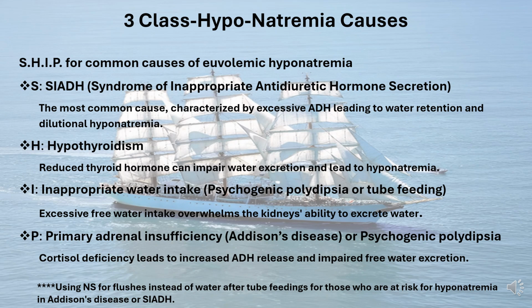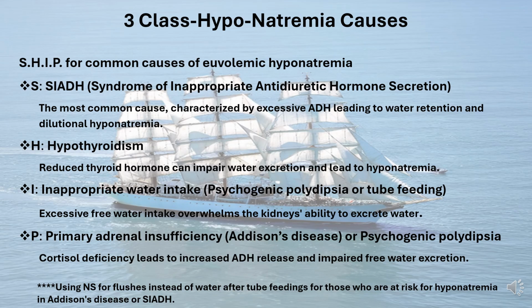The SHIP mnemonic is used to remember common causes of euvolemic hyponatremia, where the patient appears clinically euvolemic but has a low sodium level. SHIP. S: SIAD, syndrome of inappropriate antidiuretic hormone secretion. The most common cause, characterized by excessive ADH leading to water retention and dilutional hyponatremia.